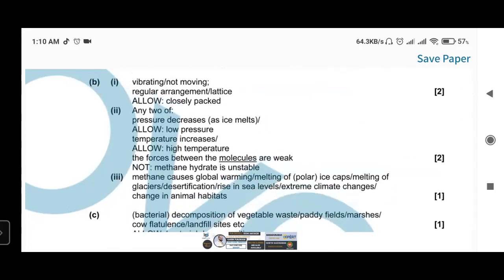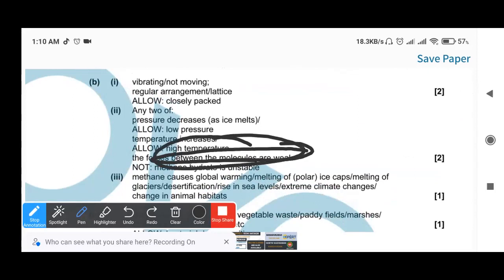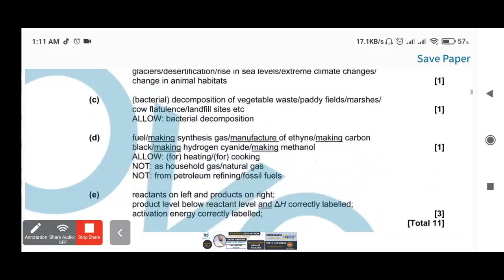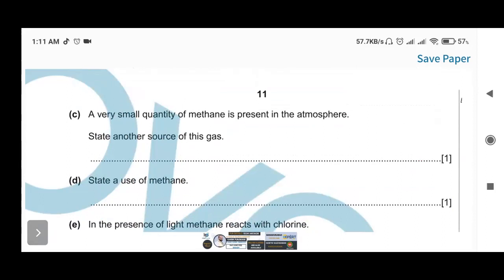Look, here are some possible reasons. So this one is the most obvious reason: forces between the molecules are weak. So at high temperature, the molecules get separated. Okay, this is the most obvious answer.